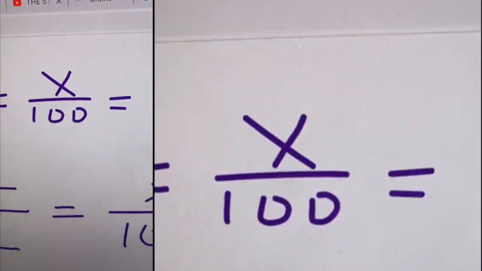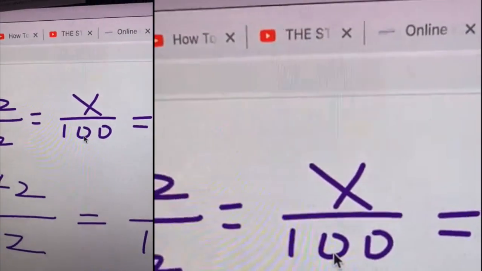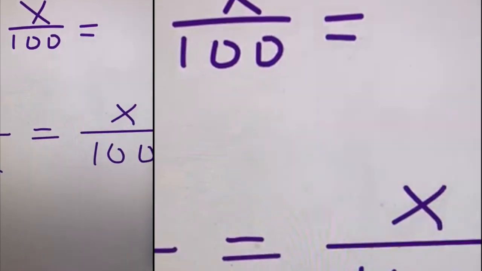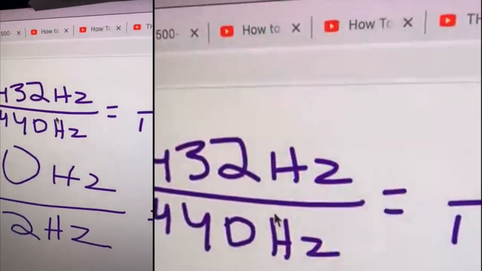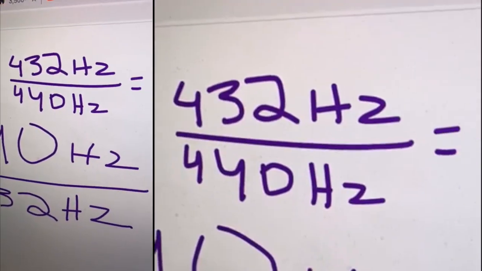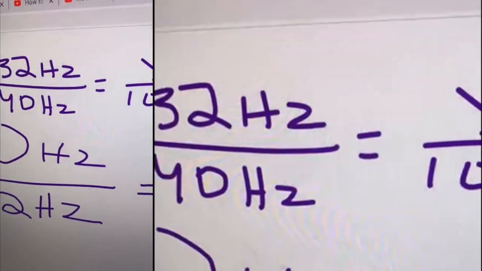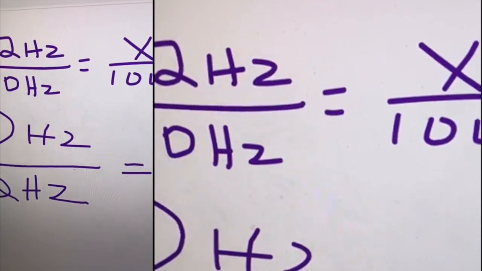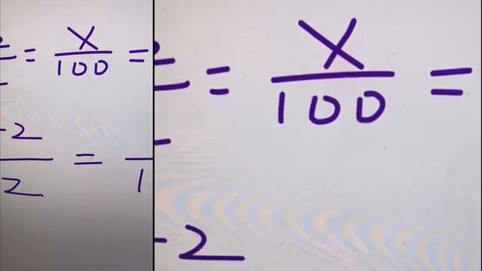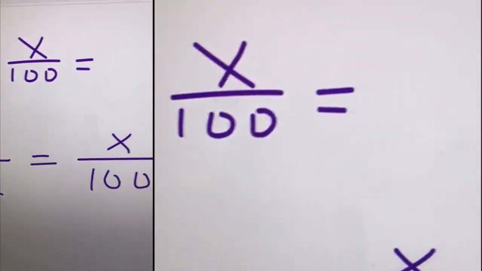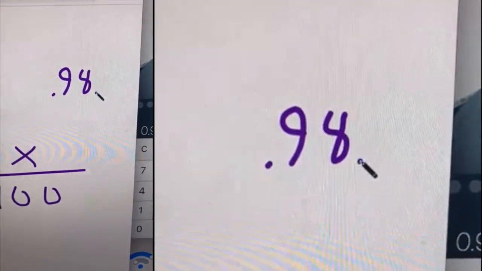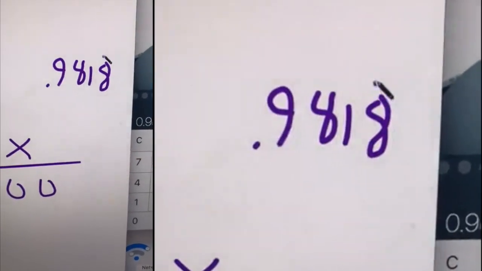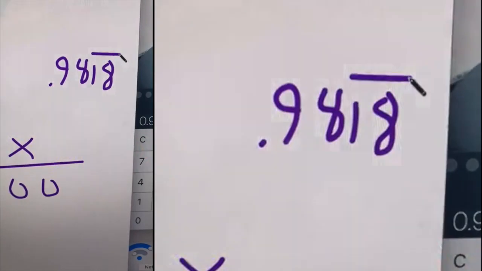So we can write that up here. We're going to cross multiply: 100 times that answer. You can look at it two ways. You could look at it as 0.98, and then 1/8, and this 1/8 is forever.